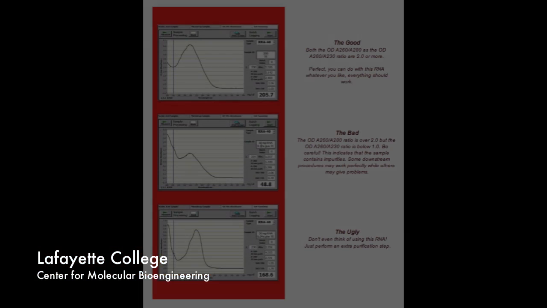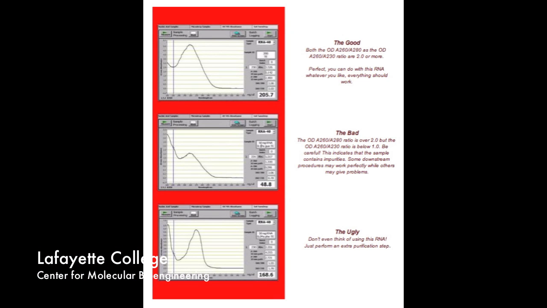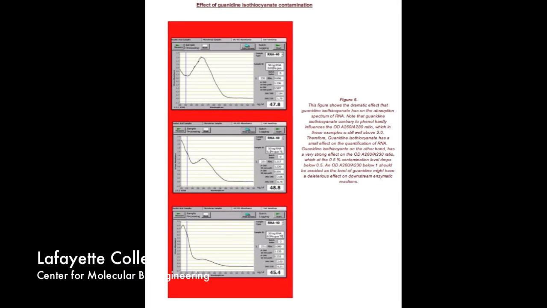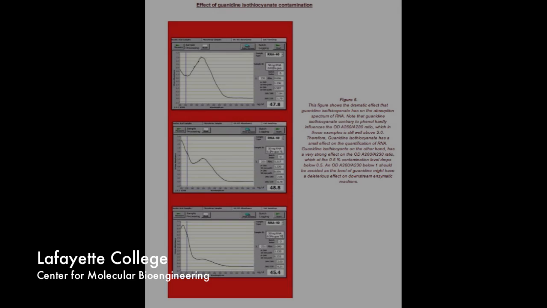Some major contaminant problems include protein, guanidine isothiocyanate, and phenol. Protein absorbs at 280 nanometers, which will lower the 260-280 ratio. Guanidine isothiocyanate absorbs at 230 nanometers and will lower the 260-230 ratio.